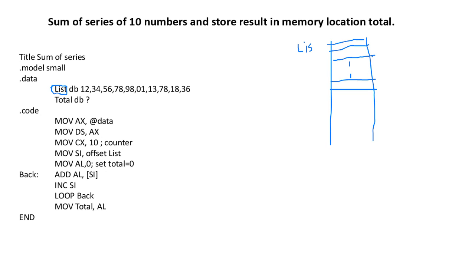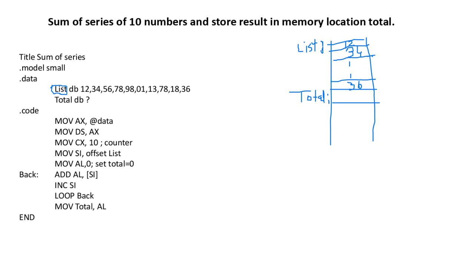List is assigning the first location. List, colon, and we have 12 here, then 34 here, and the last one is 36 here. Then we reserve another empty memory location, and its name is total, or result or sum or whatever, total for example. Is it okay? Do you understand this one?